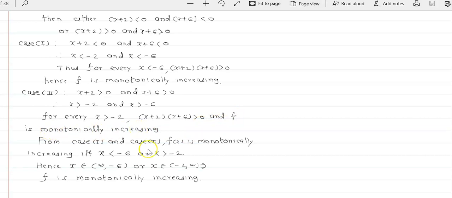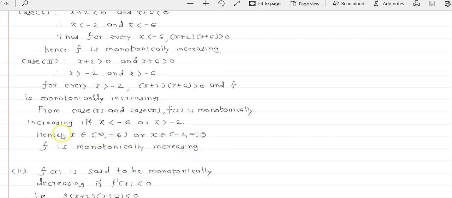From case 1 and 2, f is monotonically increasing if and only if x is less than minus 6 or x is greater than minus 2. And hence, x belongs to the open interval minus infinity to minus 6, or x belongs to minus 2 to infinity. It implies that f is monotonically increasing.